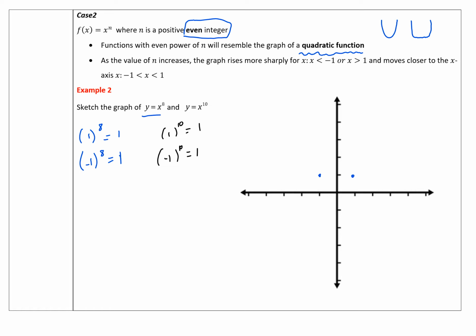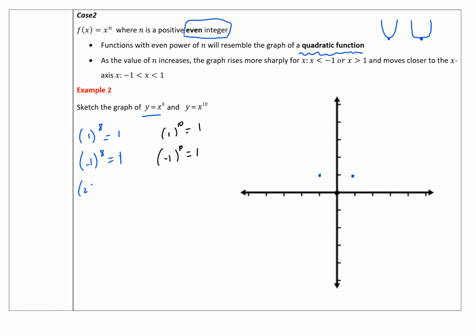There's another point of intersection also at 0, because 0 to the power of 8 or 0 to the power of 10 is 0. So we can put that one just there on 0. If we look at the shape of our general graph, that 0 point also represents our turning point. So let's think about what happens when values are bigger than 1.